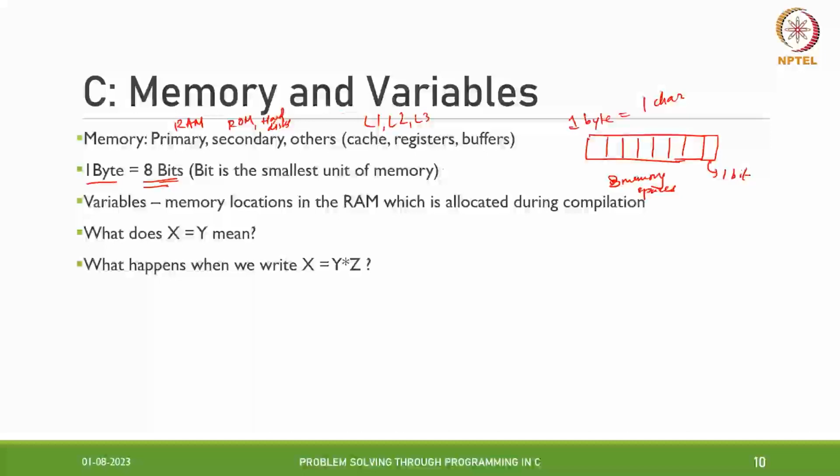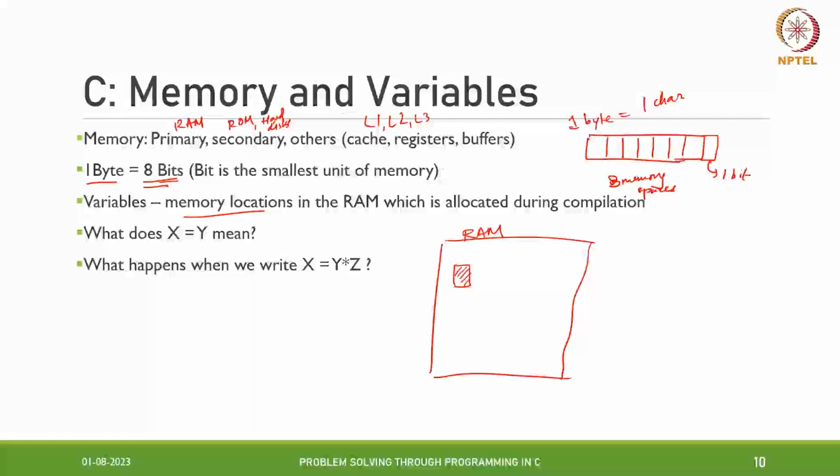Okay, now the next thing: what is a variable? A variable is basically a memory location. You have this huge RAM somewhere in your system. This is the entire RAM. Out of that, the variable is a small memory location somewhere in the RAM, which is allocated to your program, and the data is stored and used during your program run.